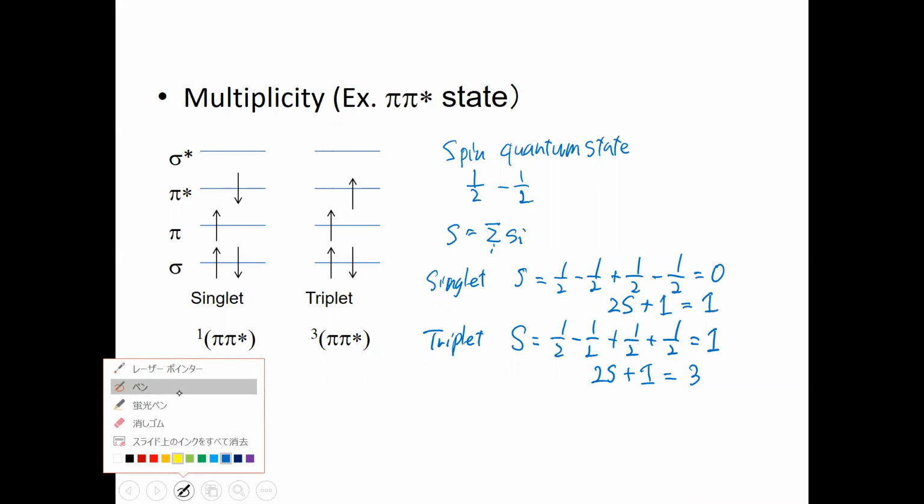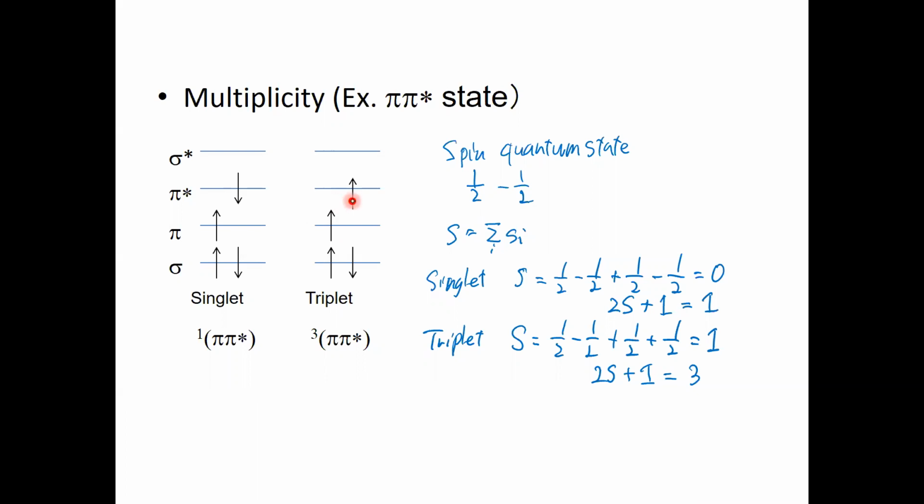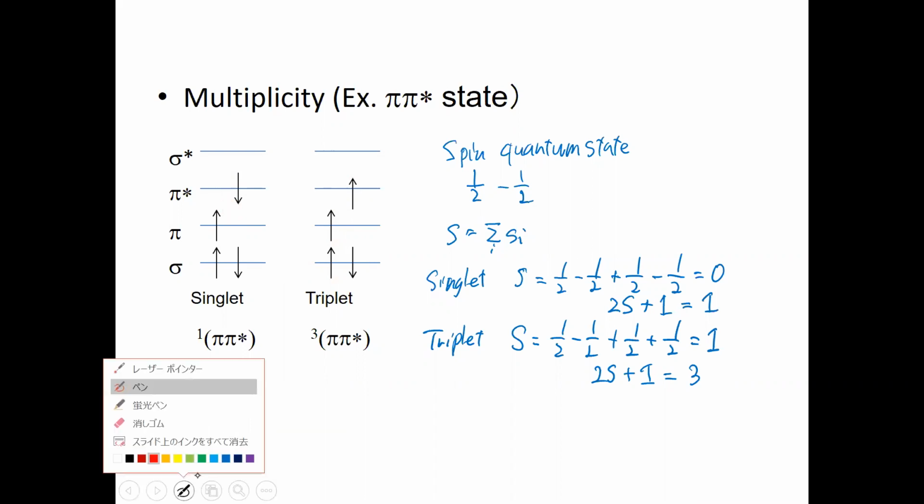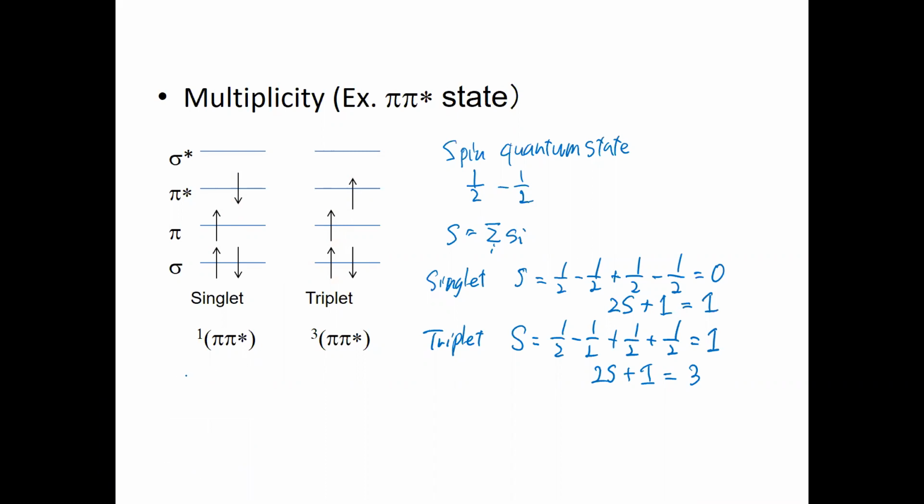Also, one of the important things I have to mention is that due to Hund's rule, the energy is lower when the electron configurations are parallel compared with the opposite case. So in terms of total energy, comparing T1 and S1, S1 is always larger than T1.